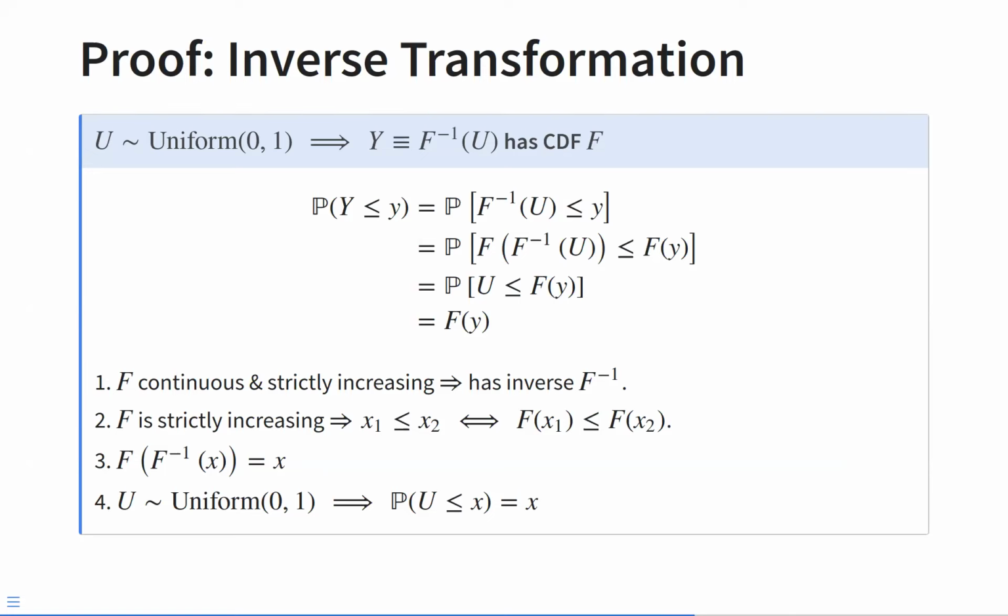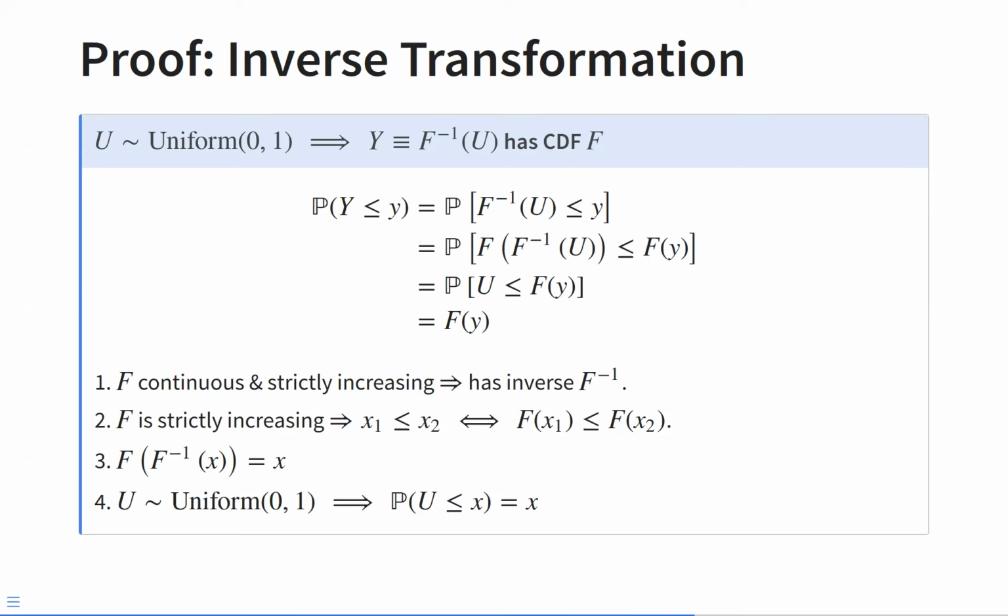The reason that this is equal to the line above it is because it doesn't matter if we describe an event in a different way. As long as the meaning of that event stays the same, the probability stays the same. So the statement F inverse of U is less than or equal to little y is exactly the same statement, logically, as F of F inverse of U is less than or equal to F of little y. And the reason for this is, as I just said a moment ago, that capital F is strictly increasing. So it preserves the ordering. It preserves the direction of the inequality.